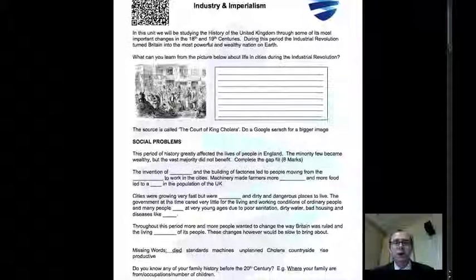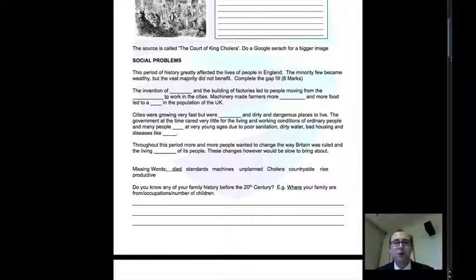We then move on to look at social problems caused by the Industrial Revolution. This is straightforward gap fill as students work their way through these 4 pieces of text. The gaps are filled using the keywords down here at the bottom.